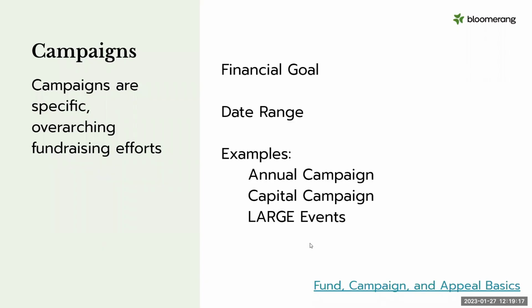In Bloomerang, the largest of campaigns, funds, and appeals is campaigns. And by largest, I mean in terms of scope. Specifically, campaigns are overarching fundraising efforts. They have a definite financial goal, and it's within a specific date range. You have a start date and an end date. You'll notice that when you go into your dashboard, you can track the campaign progress on your dashboard.